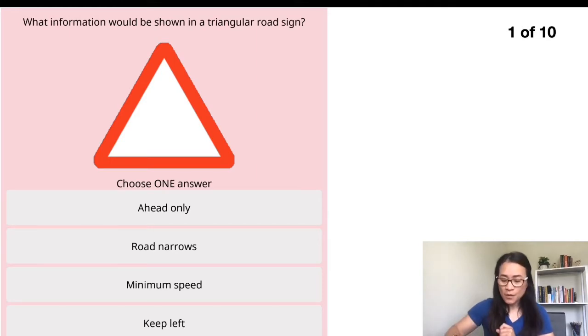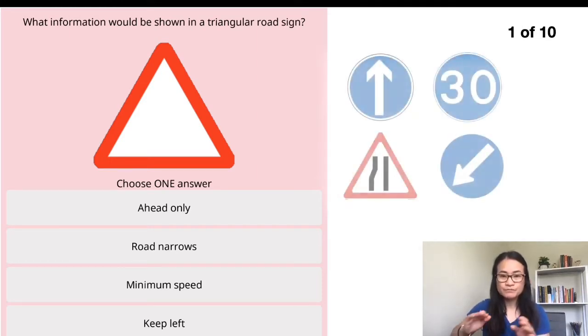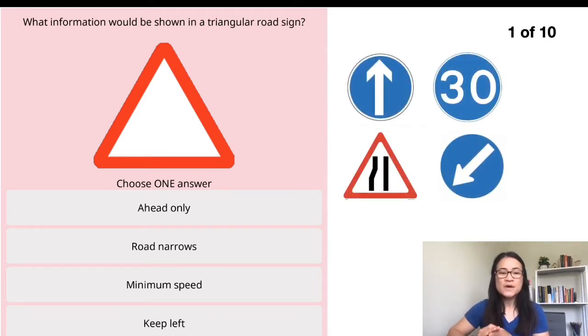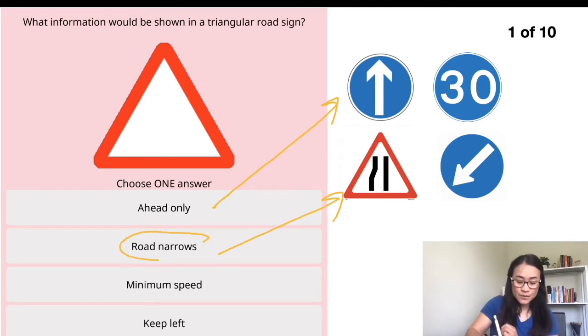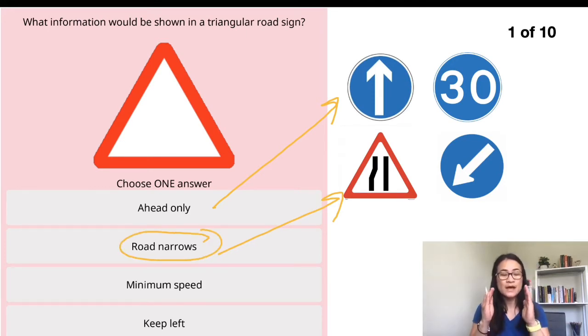So I have all the signs here for you. The first one is ahead only. Ahead only is this one. You can see that it's a blue one here, and it gives you information that this road is for ahead. You need to remember all of them, what they look like. The second one said road narrows. This is it.